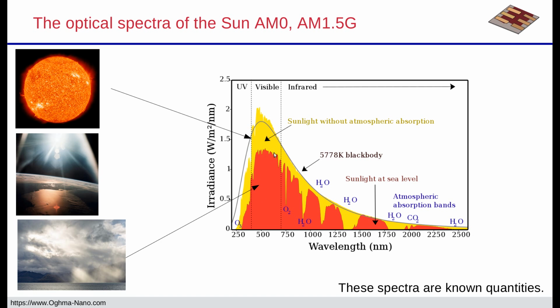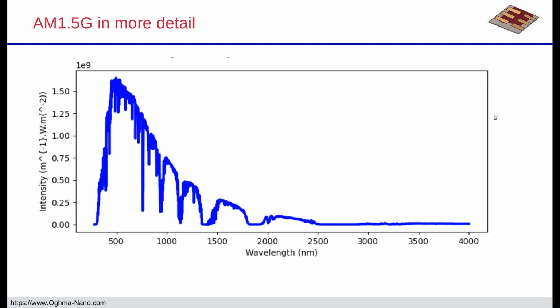Probably not in the northeast of England where I'm sat right now. It'd probably be a lot lower than that, but that's the ideal. The red is the ideal spectra you would see at sea level. That's called the AM1.5G spectra, and you notice it's got these notches taken out of it, and that's because of absorption by gases and water in the atmosphere. So there it is, that's the AM1.5 spectra in detail. That's taken from the model from Ogma Nano.